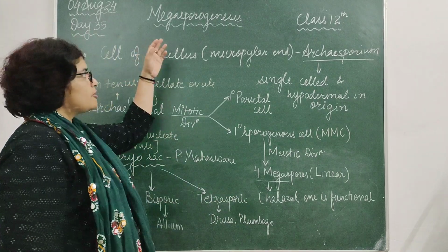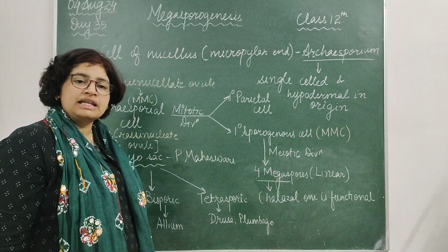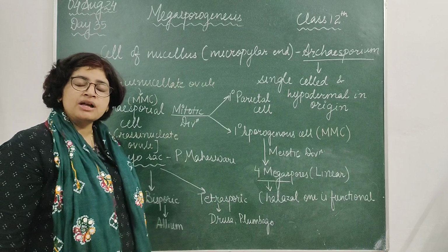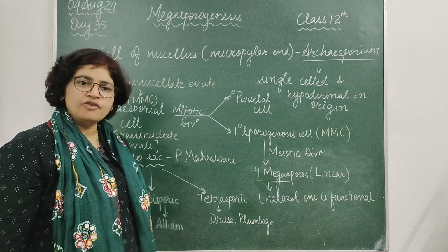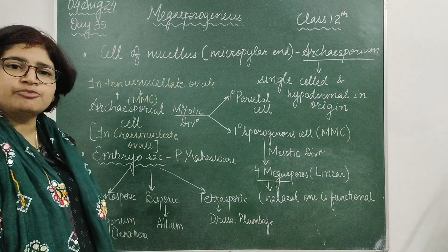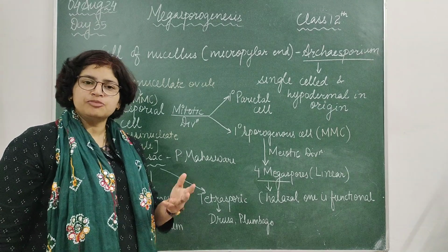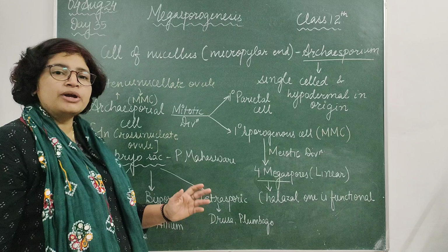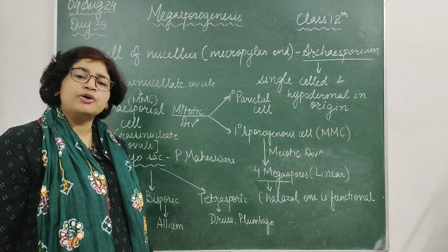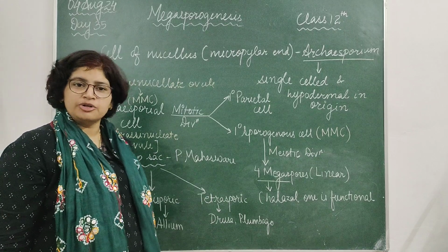Today we will study about megasporogenesis. In our previous video we studied about types of ovule. Now we have the process megasporogenesis, which will help us to form megaspore, or we can say we are going to develop a female embryo sac or the female gametophyte.